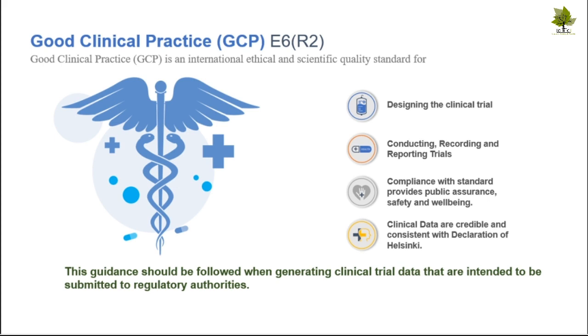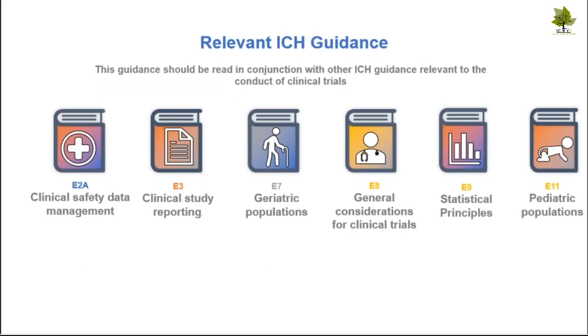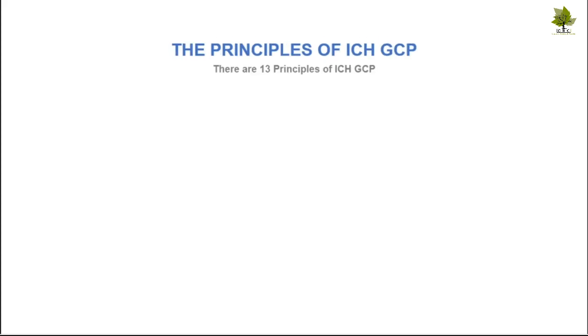This guidance should be read in conjunction with other ICH guidance relevant to the conduct of clinical trials, for example E2A, Clinical Safety Data Management, E3, Clinical Study Reporting, E7, Geriatric Populations, E8, General Considerations for Clinical Trials, E9, Statistical Principles, and E11, Pediatric Populations. This guidance should be followed when generating clinical trial data that are intended to be submitted to regulatory authorities. The GCP guideline has 13 principles which have to be followed to conduct a clinical trial. Let's discuss these principles in detail now.